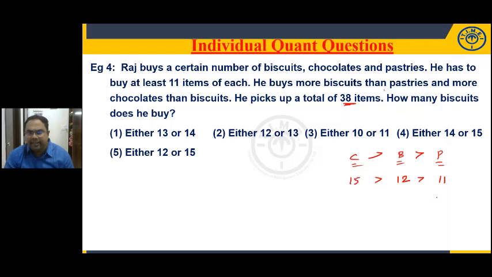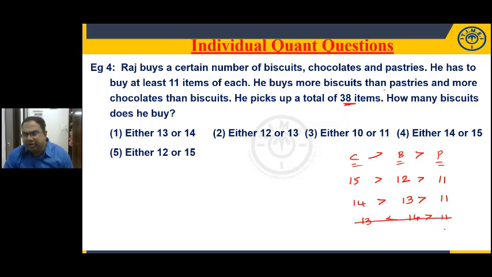Yes, it is satisfying. Pastries 11, it can be 13 now. 24. Chocolates are 14. Yes. Pastries 11. If I take biscuits as 14, chocolates will be 13. Biscuits more than pastries, but chocolates are less. So this is ruled out.